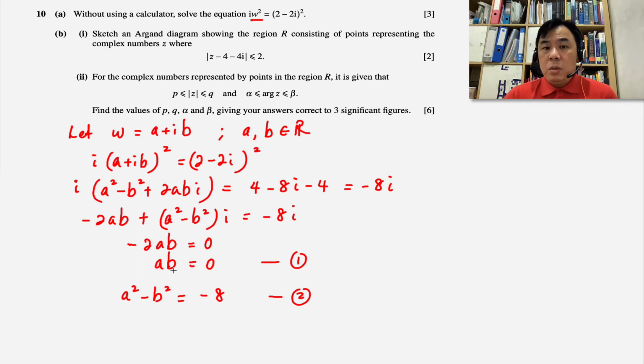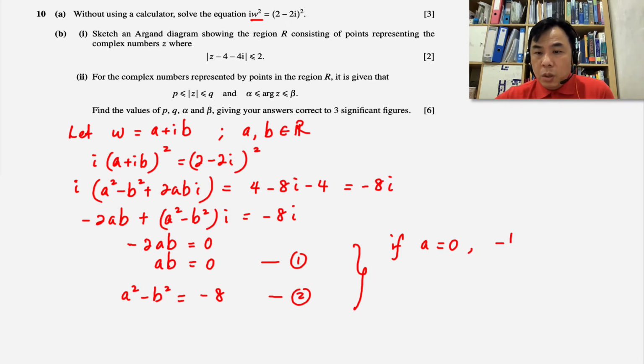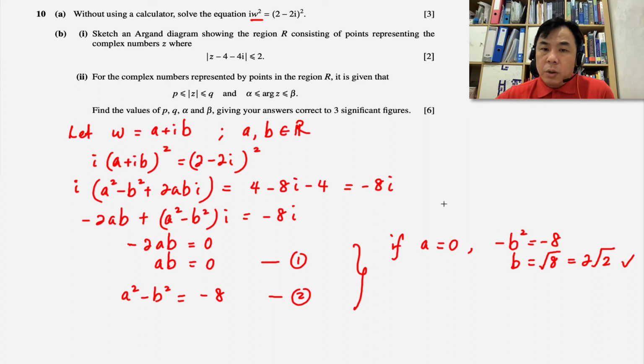Now at this point of time, you must be asking yourself, ab equals 0, should a be equal to 0 or should b be equal to 0? Now let's try that. If a is equal to 0, then based on equation number 2, you have negative b squared equal to negative 8. Therefore, b is equal to square root of 8, which is 2 root 2. And based on the requirement, b is a real number. All right, now that satisfies our requirement. We can take that.